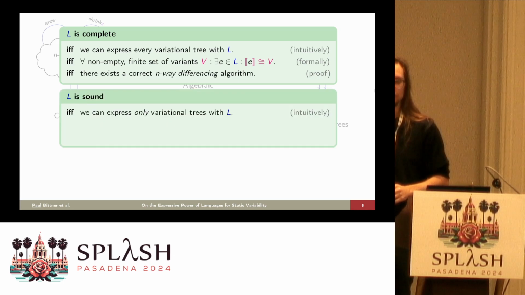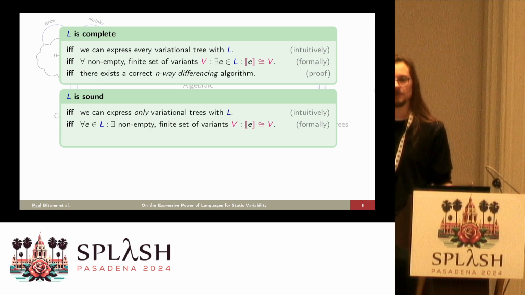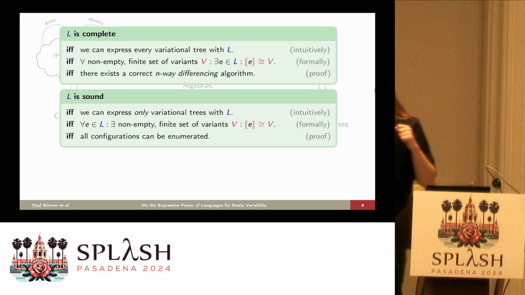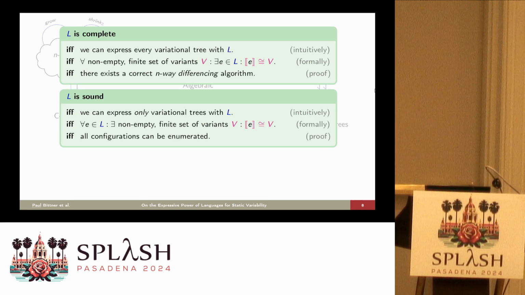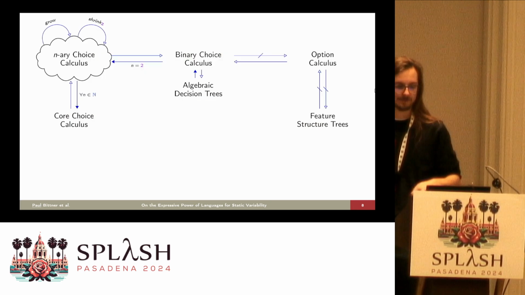Soundness is the converse property, as usual, so we want to express only variational trees. From an expression, we want to be able to find the element in the semantic domain. And we can prove this by showing that all configurations can be enumerated. So we can go to the sandwich diner, to the restaurant, get all the menus, and just make all the possible configurations on a sheet of paper.